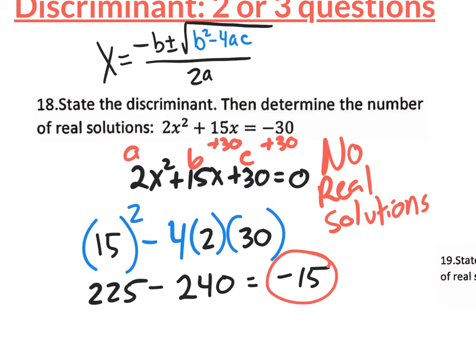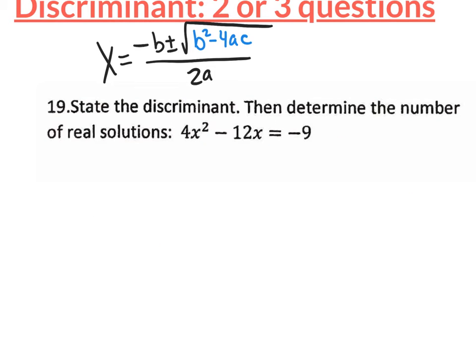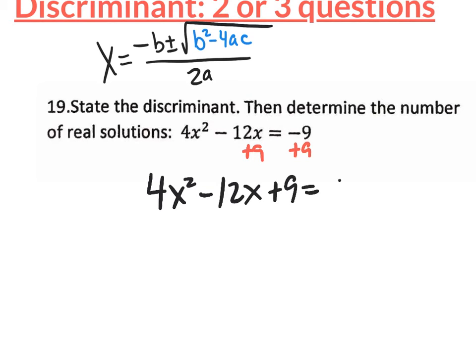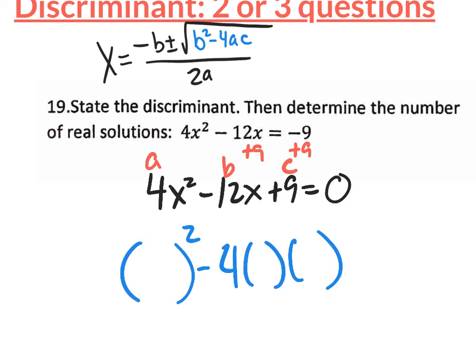Let's move on to the last one. Once again, let's set it equal to 0 first. So plus 9, plus 9. The new quadratic equation will be 4x squared minus 12x plus 9 equals 0. Now you could identify your A value of 4, your B value of negative 12, and your C value of 9. When you use the discriminant b squared minus 4 times A times C, we're plugging in negative 12 for B, 4 for A, and 9 for C.